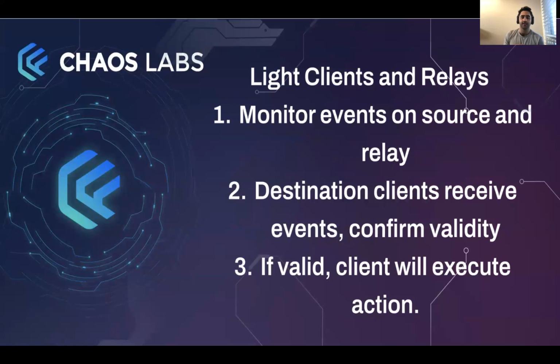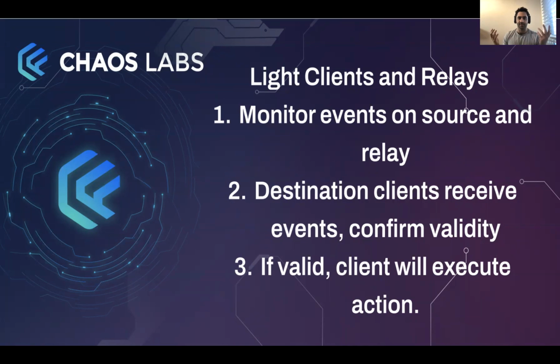Now, light clients and relays, like we said before, use headers of blocks and provers on the destination chain in order to prove the validity of the message that's received. It's a talk in itself, so we'll stay high level here. Basically, you have these external actors to each of the blockchains that monitor events on the source and relay them to the destination chain. The destination chain receives events and uses a prover to confirm the validity of the received message. If it's valid, it's going to execute actions on behalf of the user on the source chain.